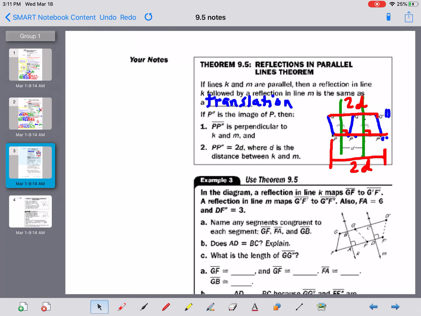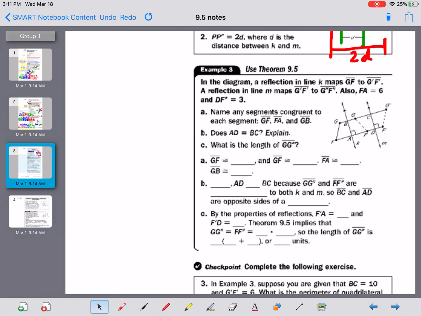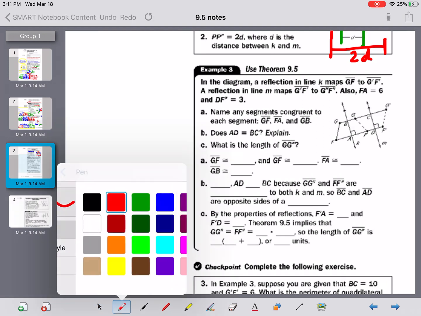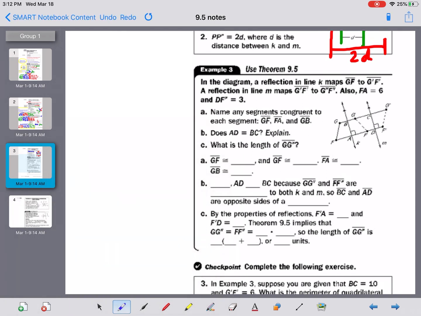So we're in example 3. It asks us various questions off this picture. So let's go first to our A and answer that one first. A asks us the question, or says to name any segment congruent to each of these segments. So the first one we start with is GF. So GF was my original segment here. I reflected it over here.